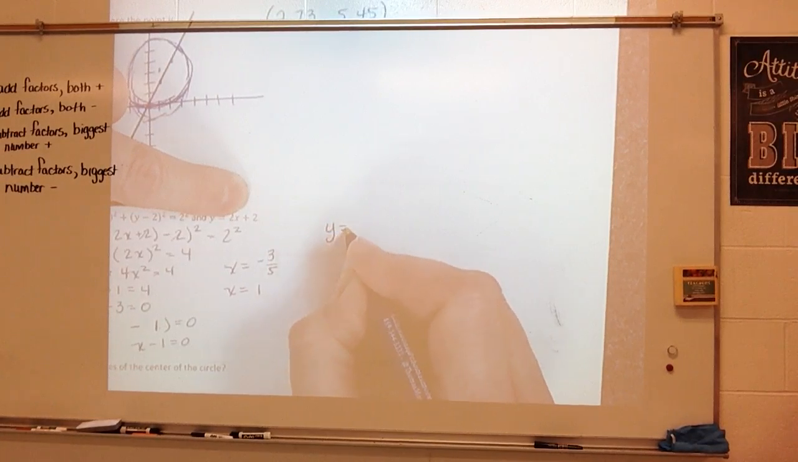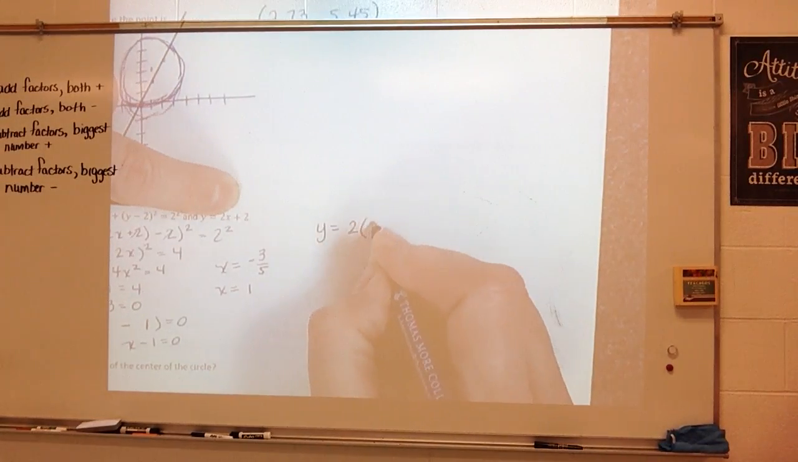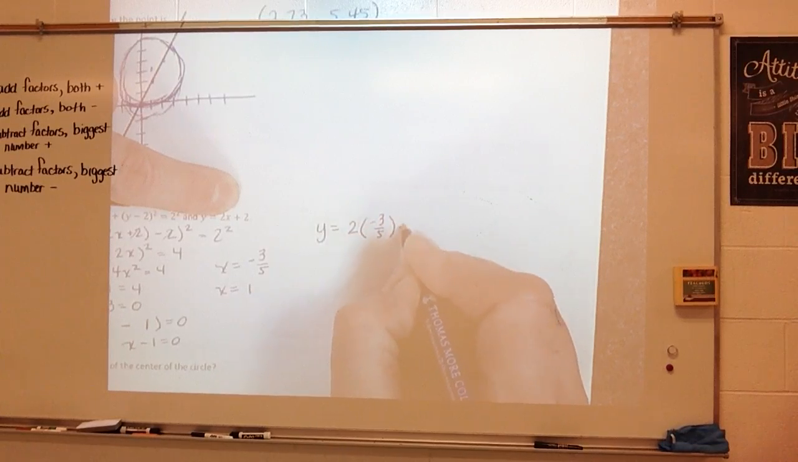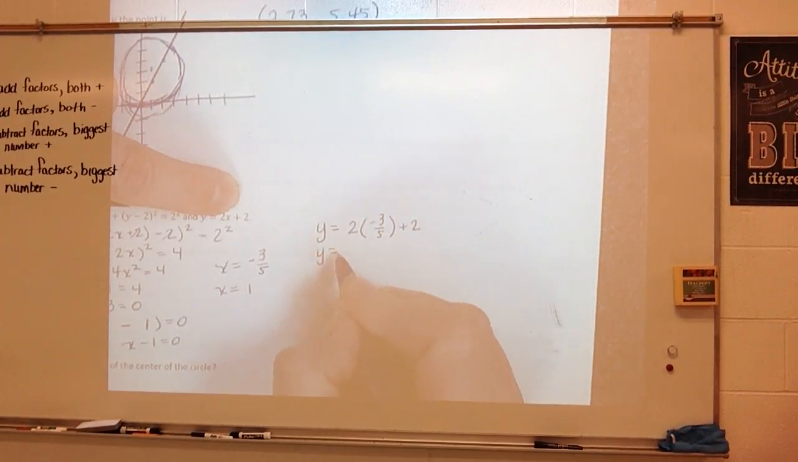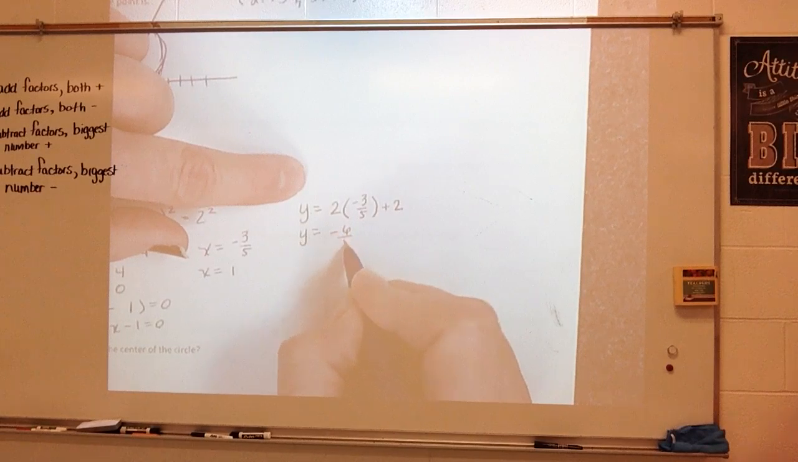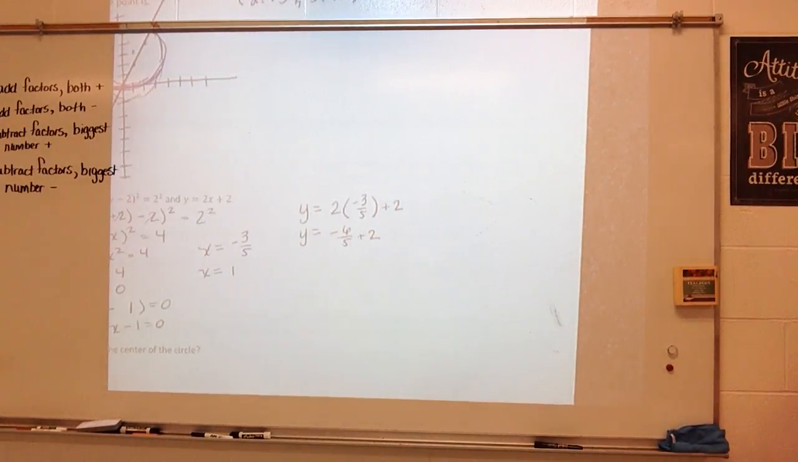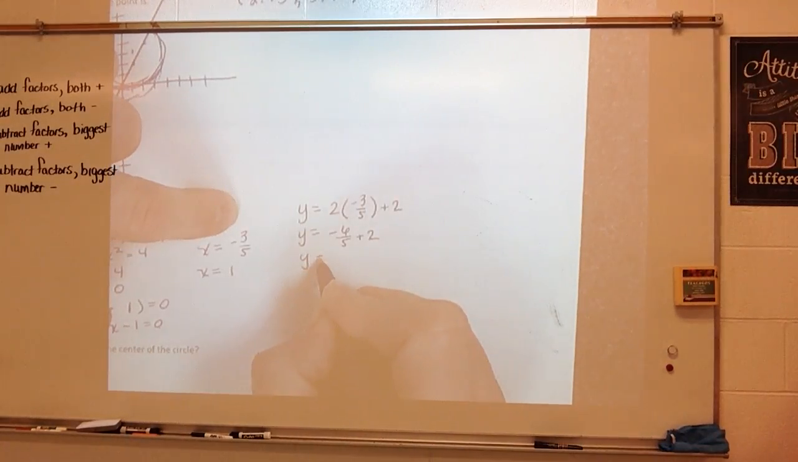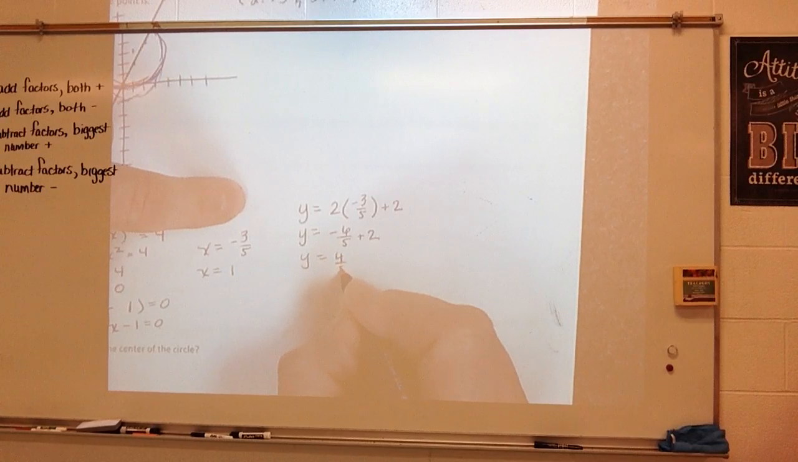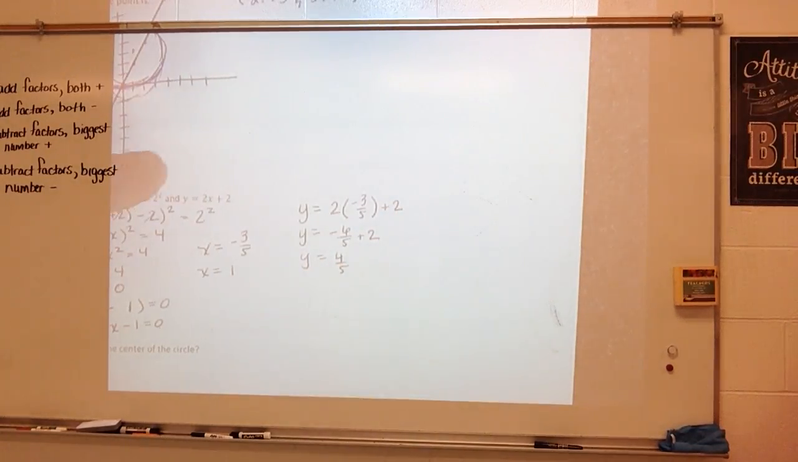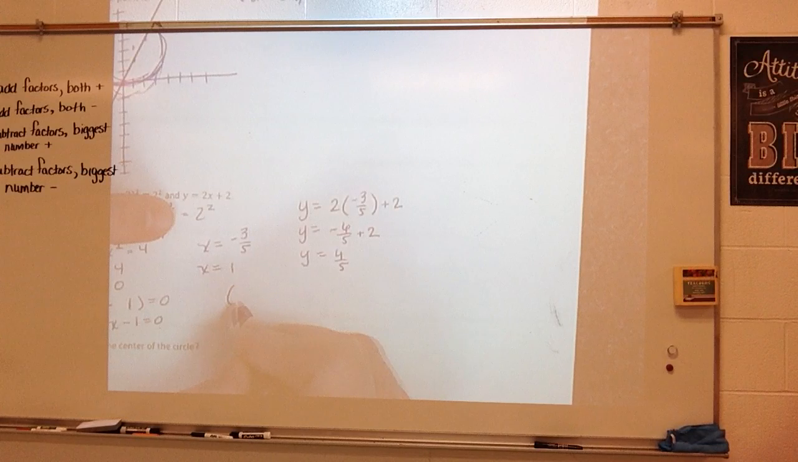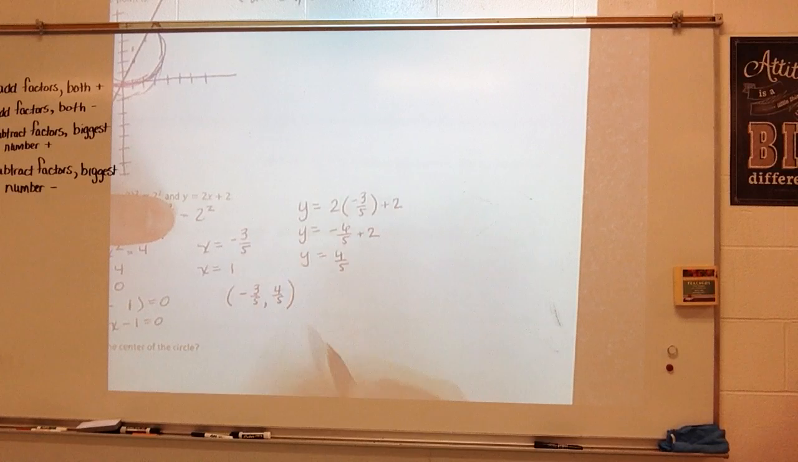So y is equal to 2 times negative 3/5 plus 2. So y is equal to negative 6/5 plus 2. 6/5 is the same as 1 1/5. So if I'm taking 1 1/5 away, I end up with 4/5. Alright, so I know that when x is negative 3/5, then y would be 4/5. So that's one intersection.